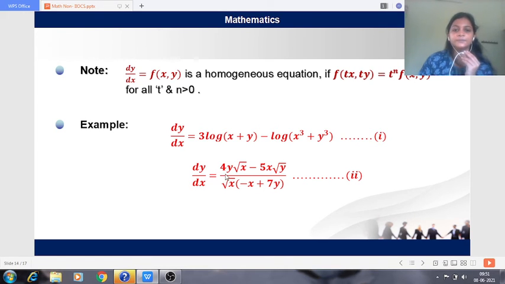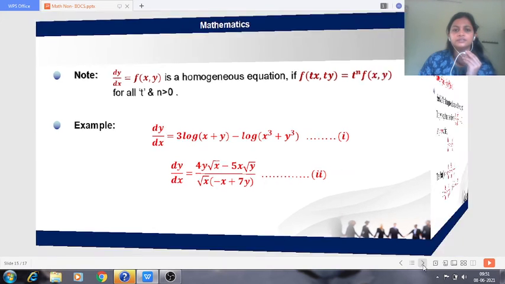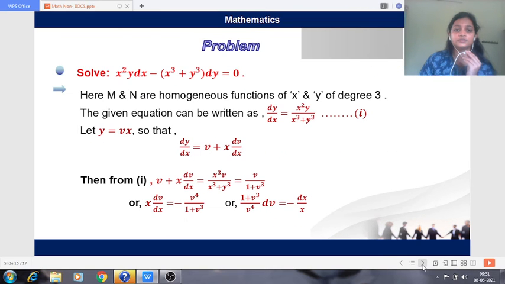Now we see M and N are of the same degree, and both M and N are homogeneous functions. So this equation 2 is also a homogeneous equation. There are so many examples of homogeneous equations. Now we can see how to solve this type of homogeneous equation.